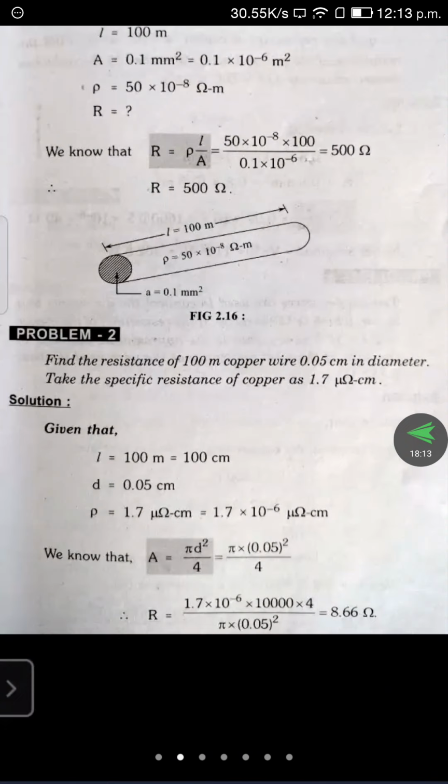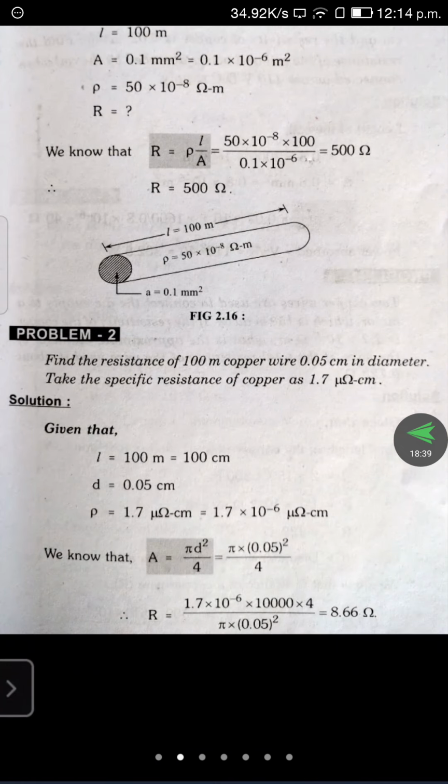First you can see here, the diameter is given in centimeters. The resistivity is also given in centimeters, but the length is given in meters. So first we convert everything into meters or everything into centimeters. Since most quantities are in centimeters, we convert 100 meters into centimeters.